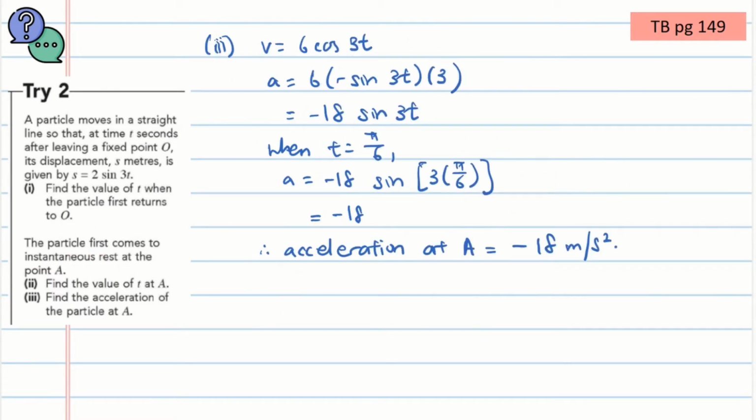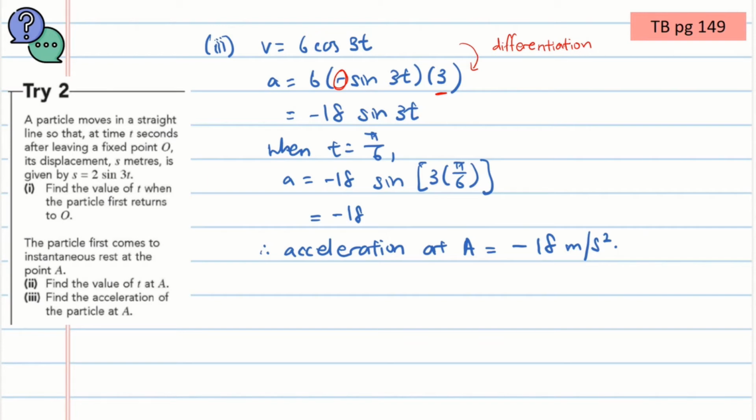Then in part 3, we want to find the acceleration of the particle at A. So again, acceleration is the differentiation of your velocity. So we need to differentiate our velocity over here. The differentiation of the cosine function gives a negative sign. So do remember that. Okay, and then we also need to take out the 3 according to our chain rule. So it simplifies to negative 18 sine 3t.